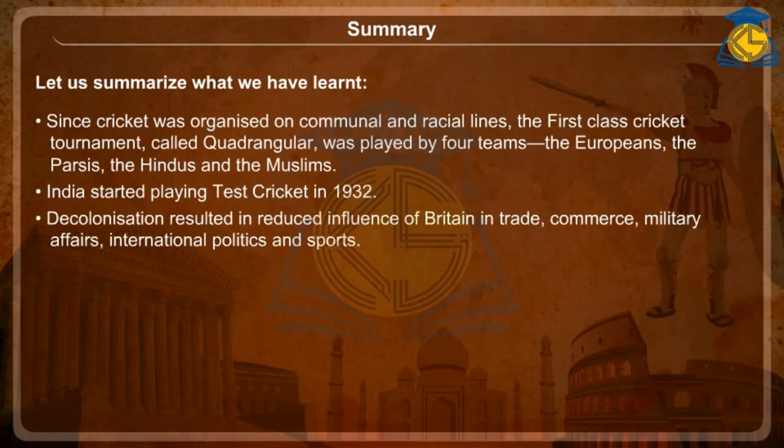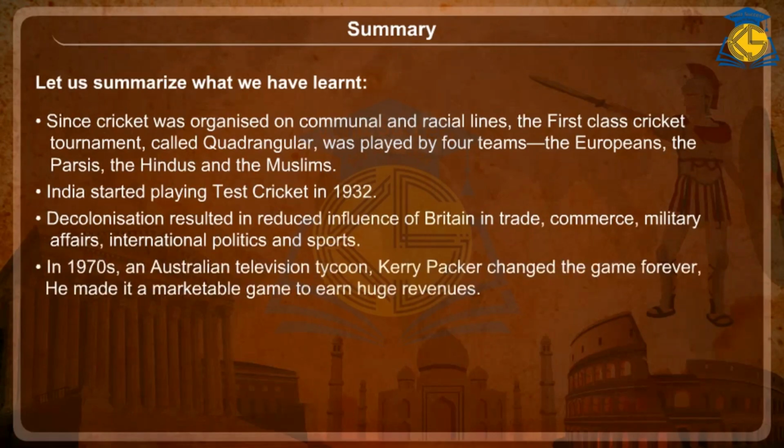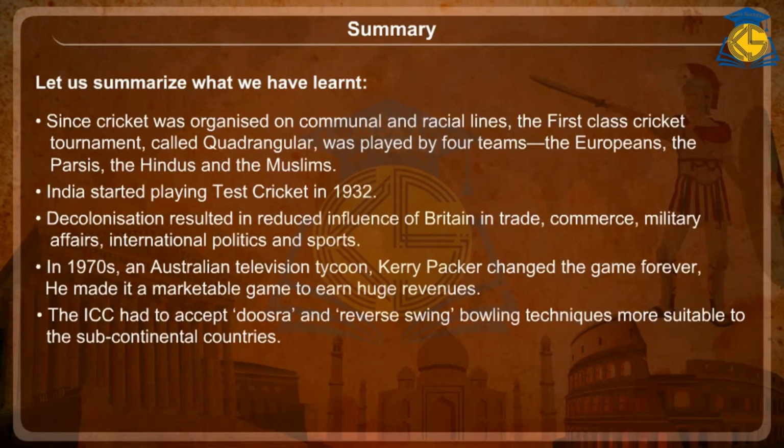Decolonization resulted in reduced influence of Britain in trade, commerce, military affairs, international politics and sports. In the 1970s, an Australian television tycoon, Kerry Packer, changed the game forever. He made it a marketable game to earn huge revenues. The ICC had to accept doosra and reverse swing bowling techniques more suitable to the subcontinental countries.